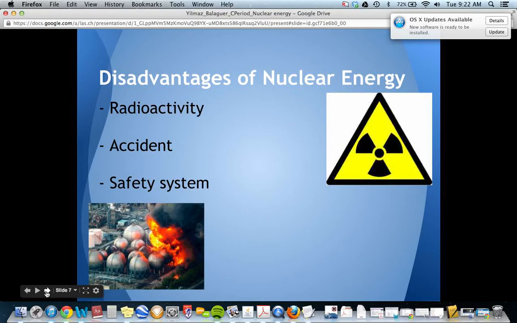And the disadvantages: radioactivity is at a really high level, and there are accidents, for example Chernobyl and Hiroshima. It affects people in a really bad way. The safety system is also at a low level, because if you build these places in earthquake areas, people are going to be affected really badly.